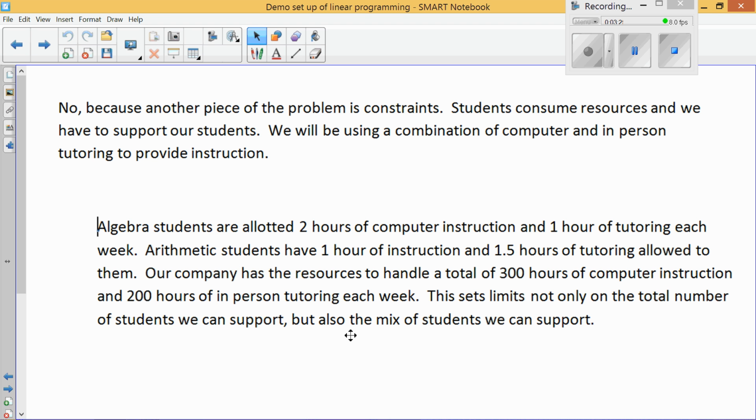The way our business model is set up, the algebra students are allotted 2 hours of computer instruction and 1 hour of tutoring each week, and arithmetic students have 1 hour of computer instruction time and an hour and a half of in-person tutoring. So we've got limits on the total number of students we can support because we only have 300 hours of computer instruction time and 200 hours of tutoring time. And also it's going to affect the mix of students we can support.